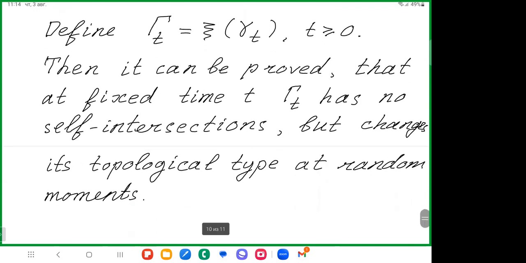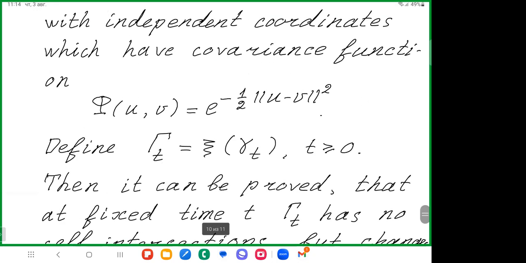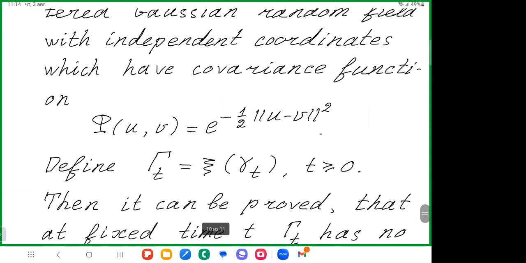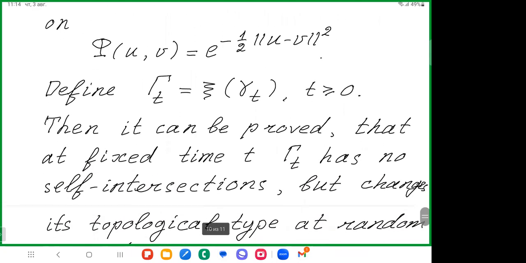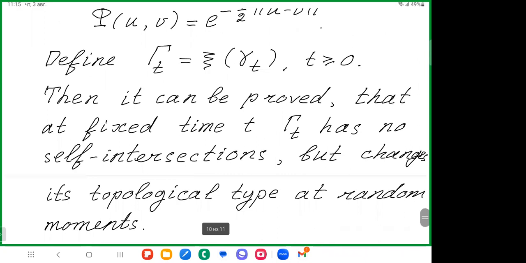Next lecture we will study the properties of gamma t related to stationarity. Discussed today, we have something which substitutes stationarity, but I want to end this lecture with a picture of modeling of the evolution of gamma t. So let me do this.